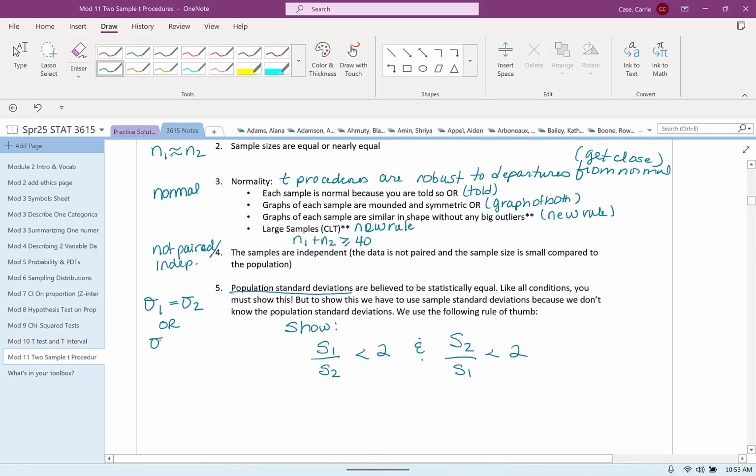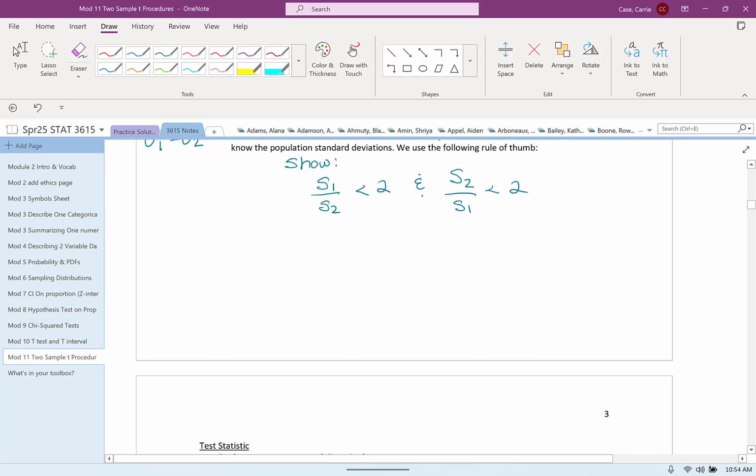Or some people will say it's the variances are equal, so sigma squared for each of the two populations are equal to each other. But we use sample standard deviation, not variance. So I typically just use standard deviation here so that we remember which thing to use. All right, so that's a lot of conditions to satisfy.